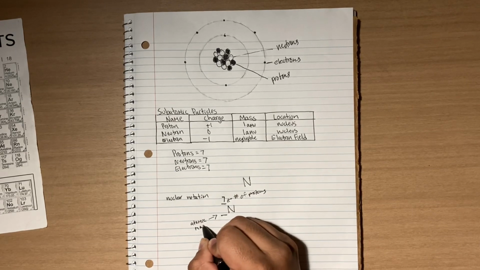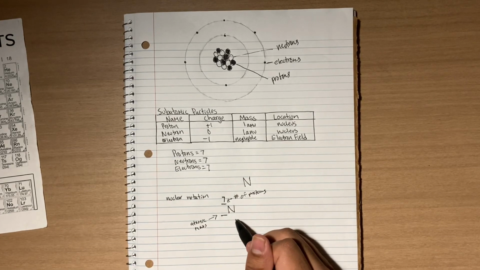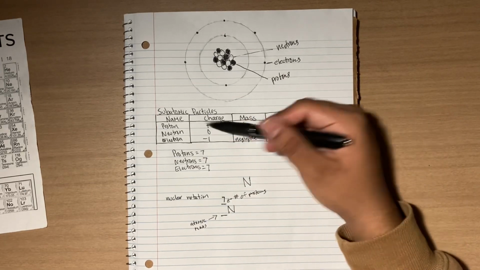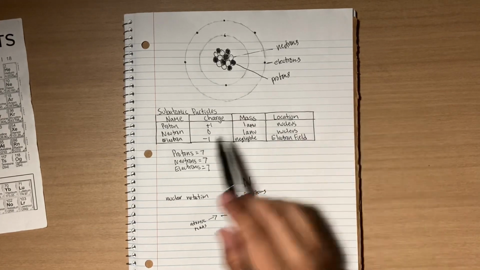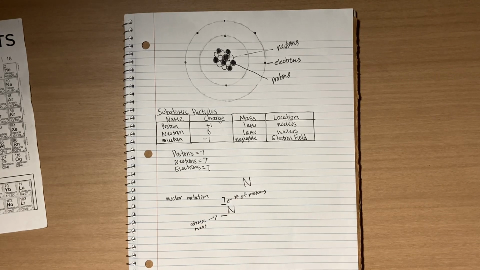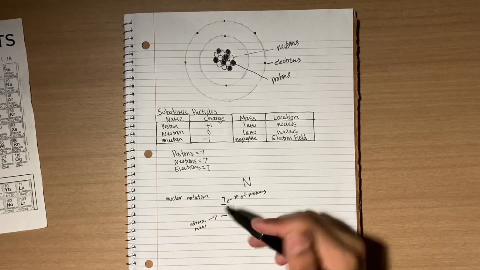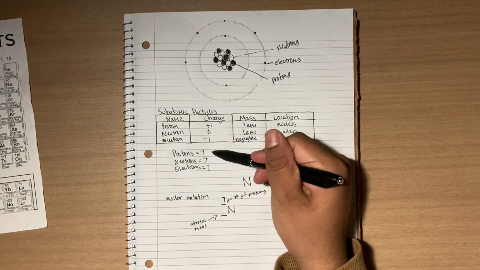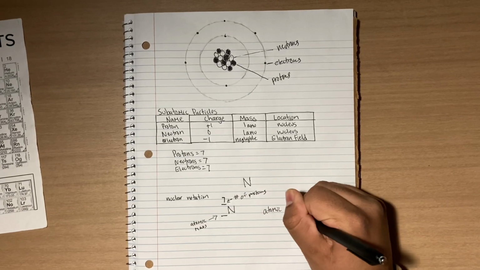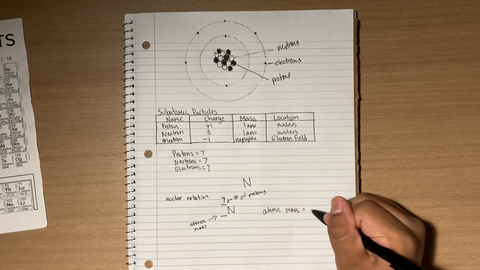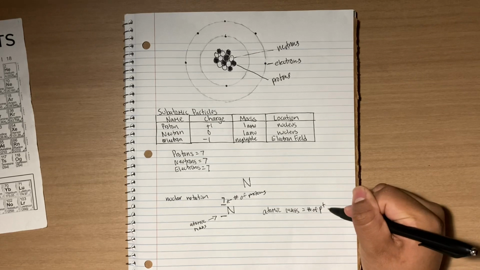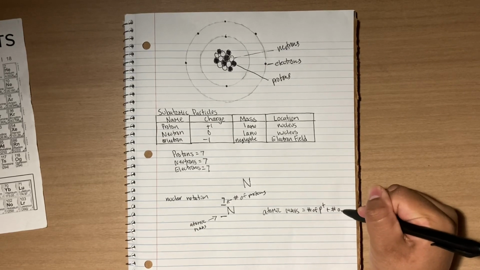which is the complete mass of the atom. To find the mass, we know that protons are 1 AMU, neutrons are 1 AMU, and electrons have a negligible mass, which means that when we're finding the mass of the entire atom, we don't need to count the electrons. We just need to focus on the protons and the neutrons. So to find the atomic mass, what we need to do is add the number of protons plus the number of neutrons.